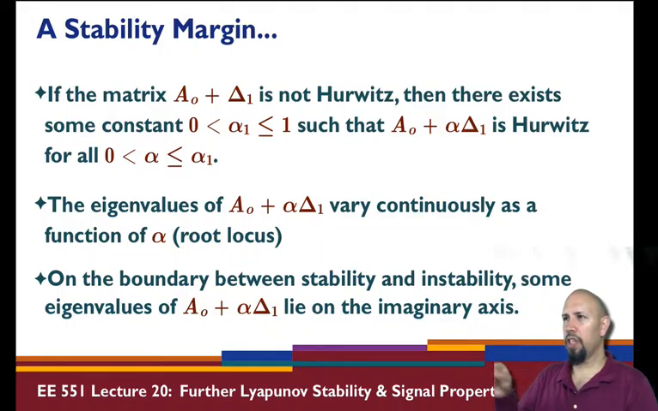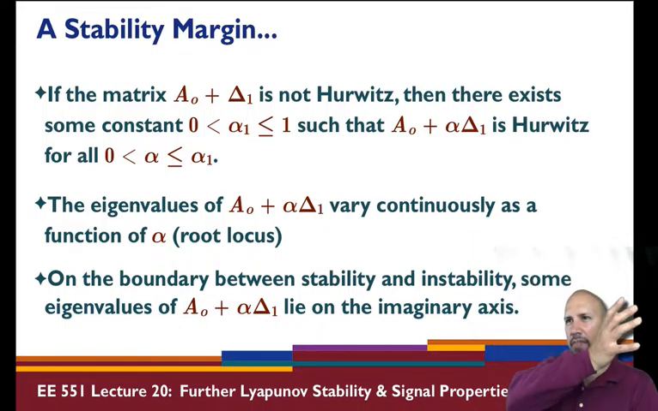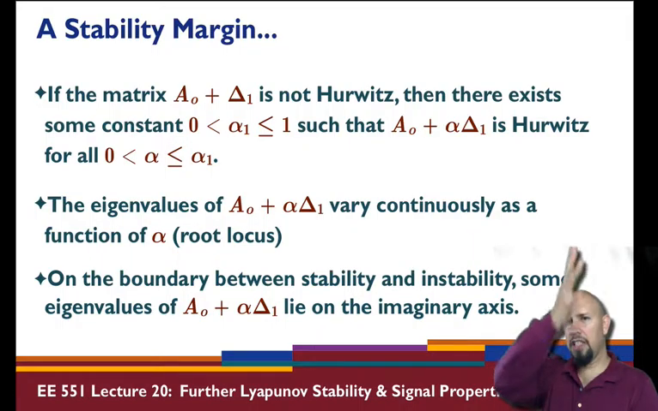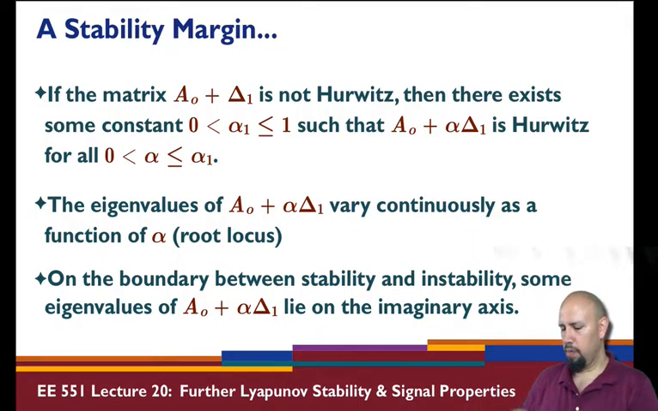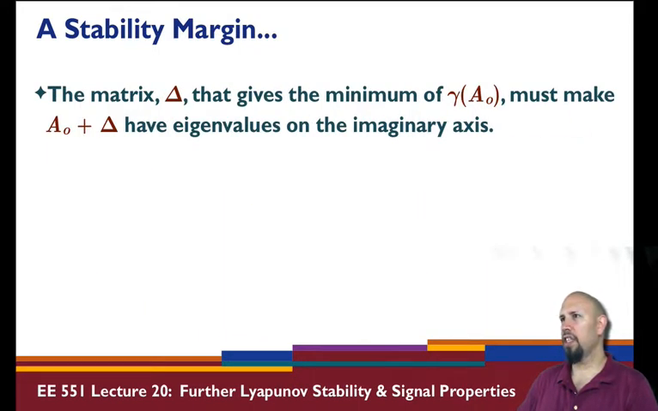So if you look at a root locus, basically as you vary some parameter, the roots migrate. And if it starts off being stable, things in the left half plane, then in order for it to get into the right half plane, it has to cross the imaginary axis. So at some point there must be some alpha such that the eigenvalues of that matrix lie on the imaginary axis. And so the matrix delta that gives the minimum value of gamma must make A plus delta have eigenvalues strictly on the imaginary axis.